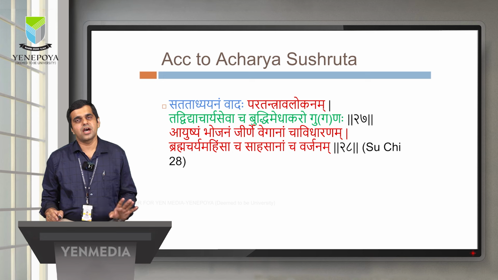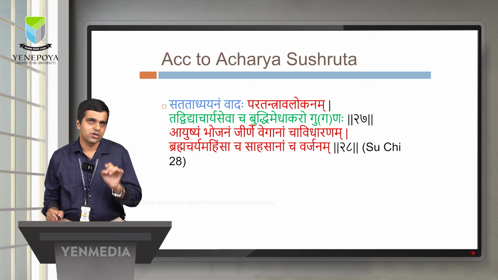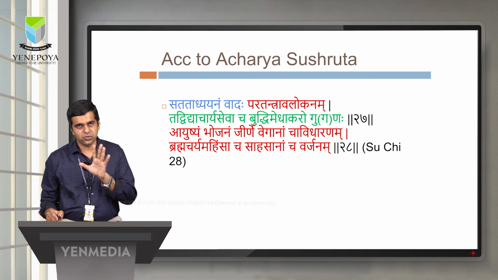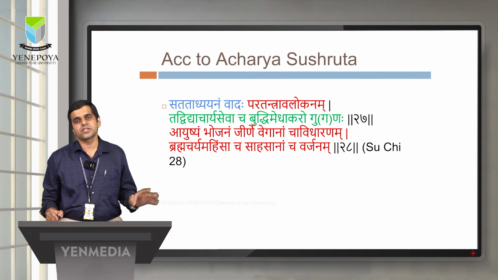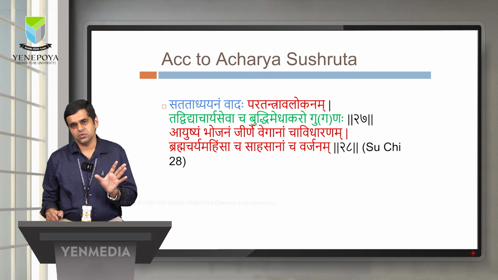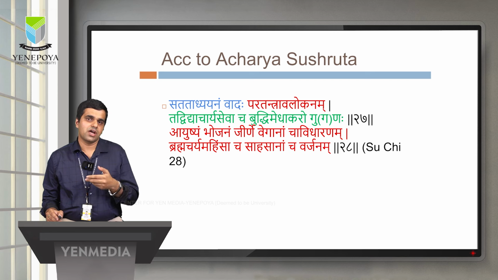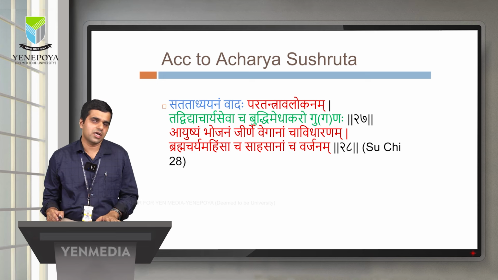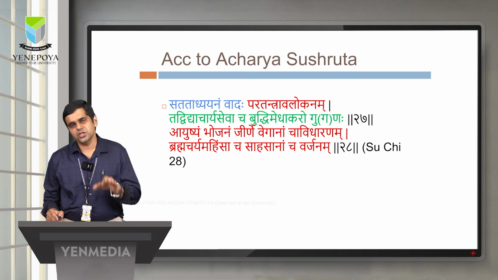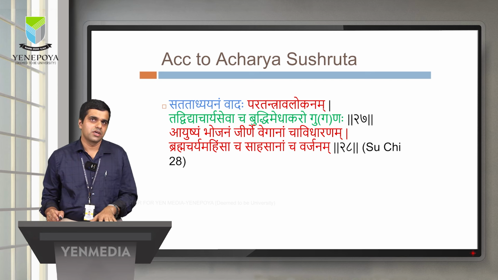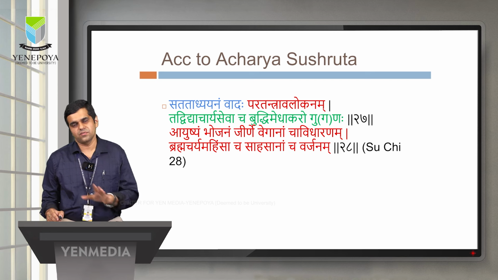Ayushyam bhojanam jirne veganam cha vidaranam. So a person who is intelligent should follow the following principles. That is why I have put the remaining 2 lines of the shloka in red color. Ayushyam bhojanam jirne veganam cha vidharanam. So a person who is having ayush kama, who desires to live a long life, ayushyam bhojanam jirne, one who takes bhojana immediately once the previous meal has undergone jirna. That means to say hitabuk mitabuk, one who takes food in limited quantity and quality. Jirne veganam cha avidharanam.